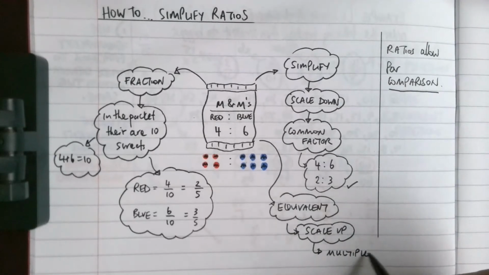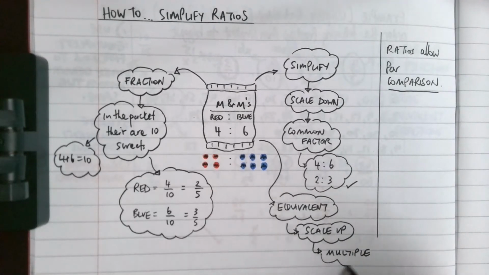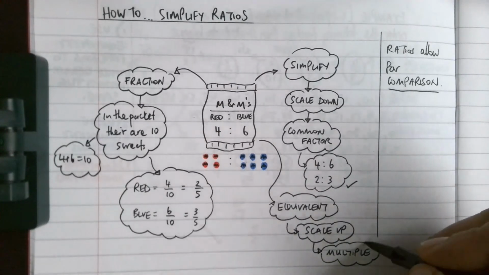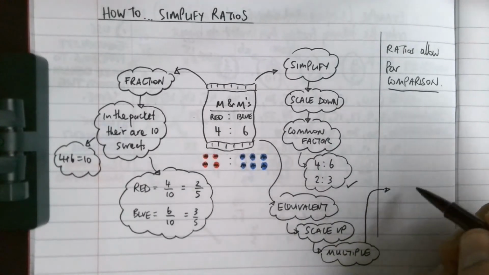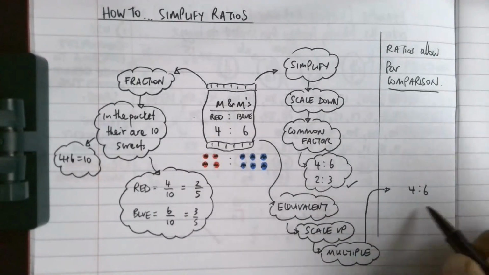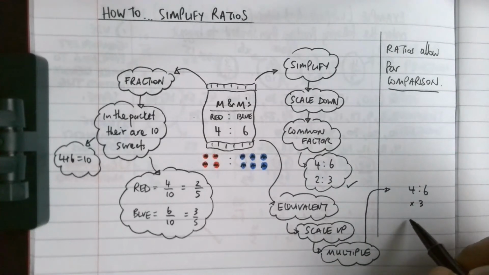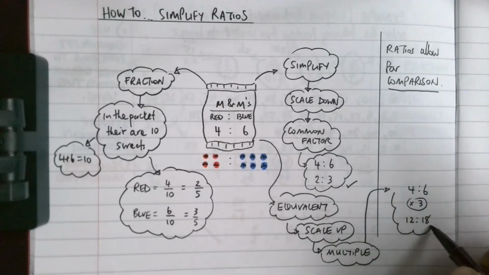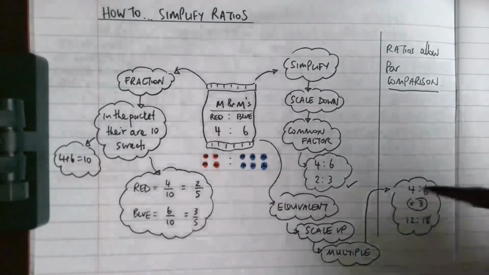What we're going to do is multiply both parts of the ratio by a positive integer, to scale those ratio parts up. So for example, 4 to 6 can be scaled up if we multiply both parts by 3. Therefore 12 to 18 would be an equivalent ratio. So 4 to 6 has an equivalent ratio, which is 12 to 18.